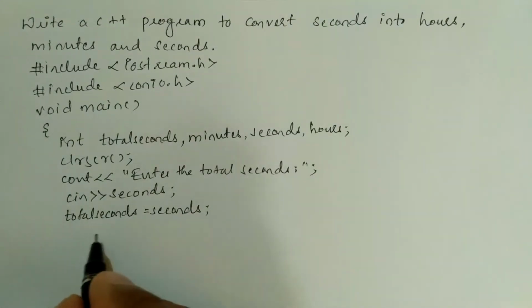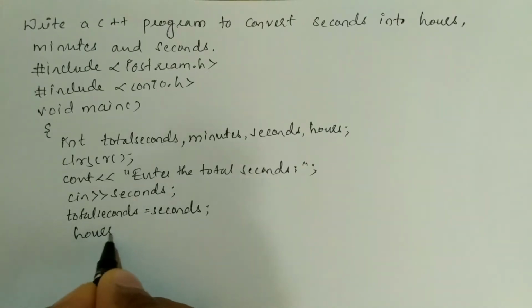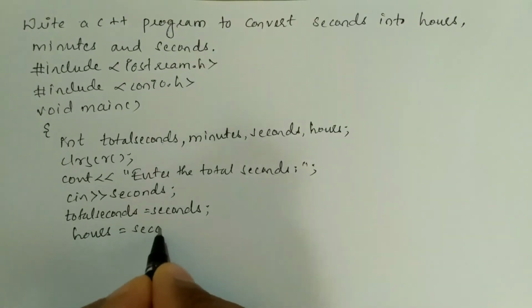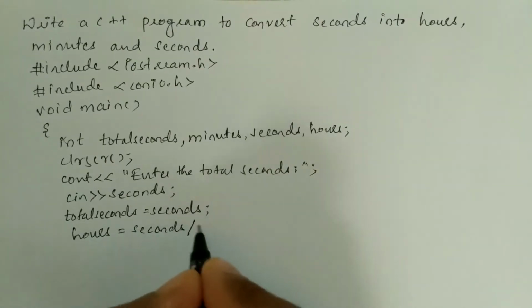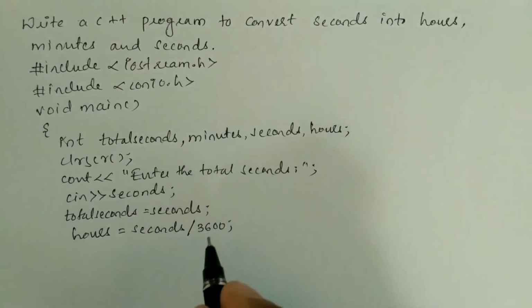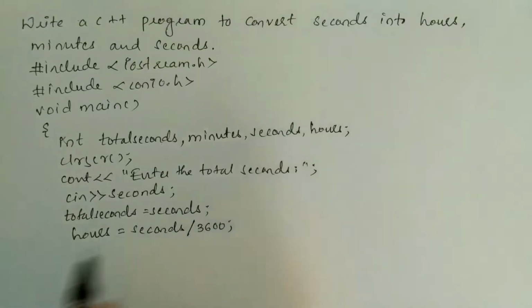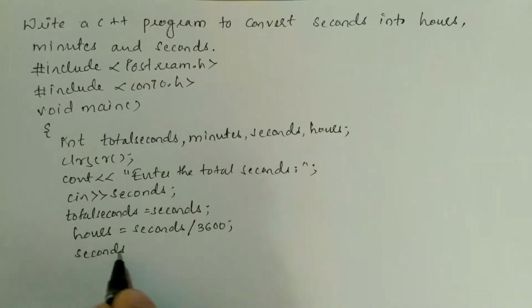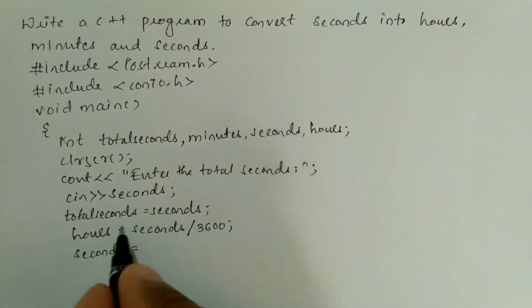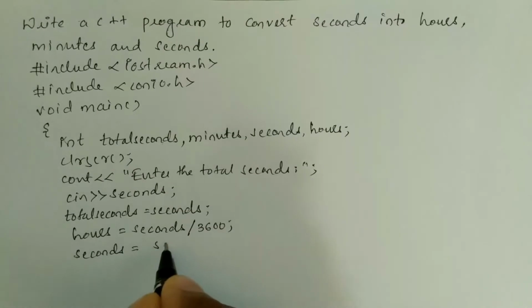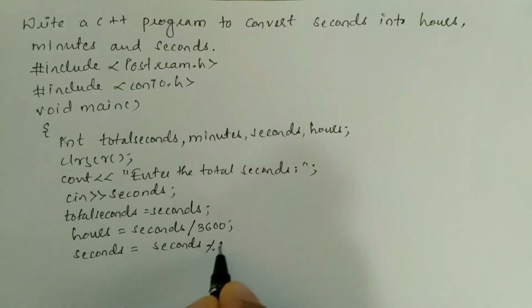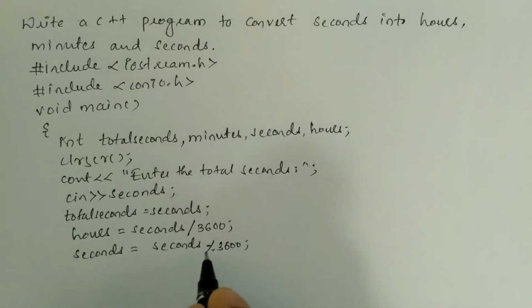Now let us go for calculating hours. Here I'm going to write hours is equal to seconds integer division by 3600, because 1 hour consists of 3600 seconds. Now we are going to calculate the remaining seconds after removing the total number of hours. Now we are going to write seconds is equal to seconds modular division by 3600. So whenever we use integer division, this returns quotient. Whenever we use modular division, this returns remainder.